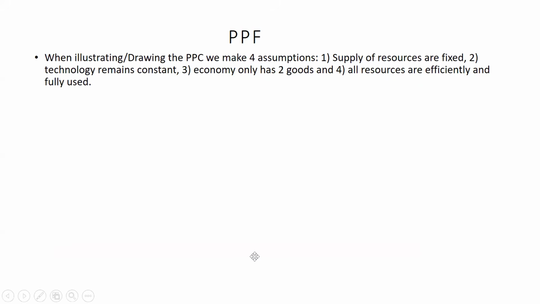So when we create any graph, there are certain assumptions you have to make. First assumption is that resources are fixed. You can't get more resources. We have a certain amount of resources that doesn't change. The second assumption we make is that technology remains constant. So our technology can't just improve, making us be able to produce more goods.